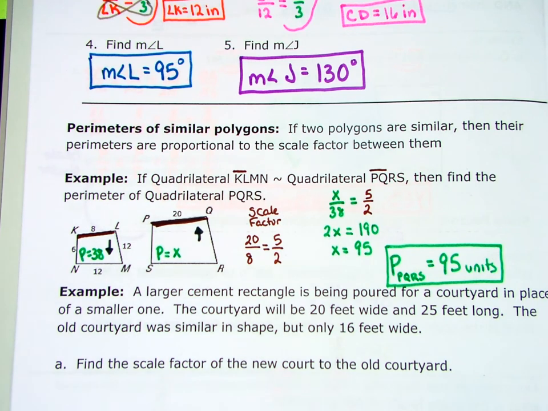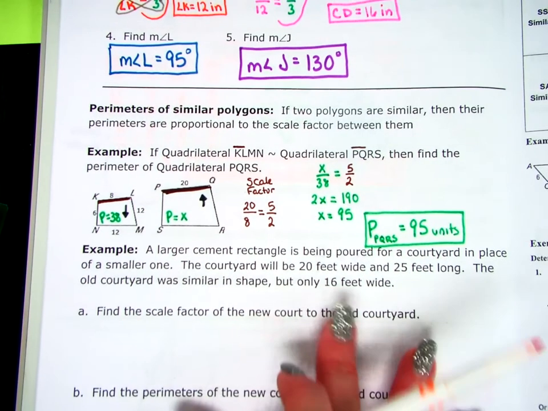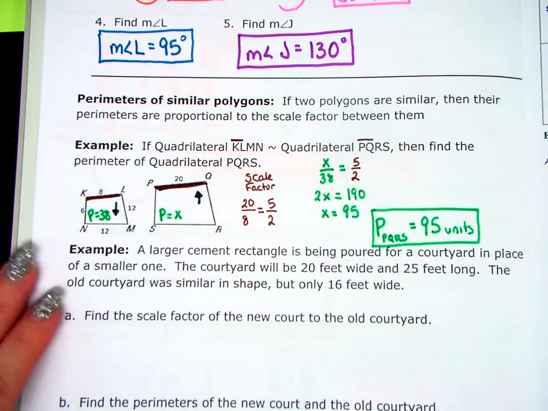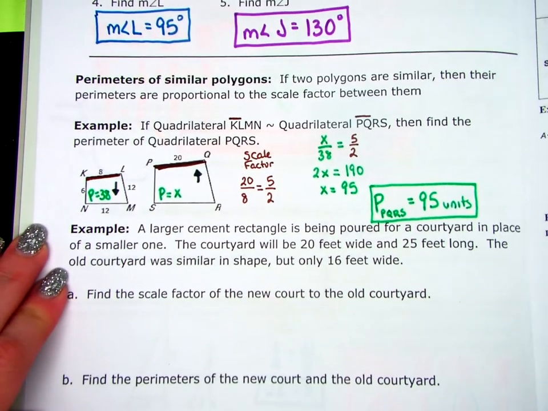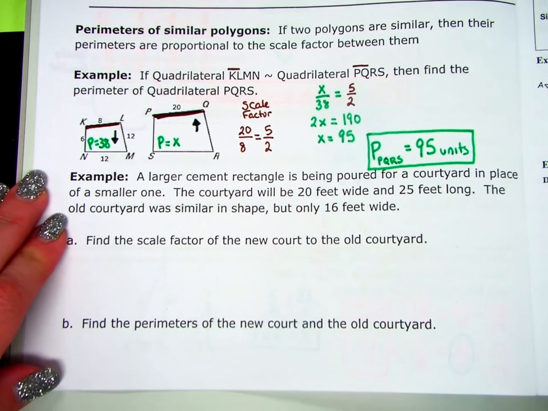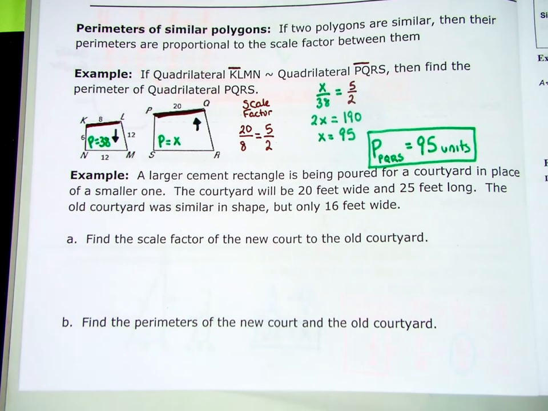Questions? Okay, let's look at a little word problem, because they're fun. A large cement rectangle is being poured for a courtyard in place of a smaller one. The courtyard will be 20 feet wide and 25 feet long. The old courtyard was similar in shape, but only 16 feet wide. Find the scale factor of the new courtyard to the old courtyard.